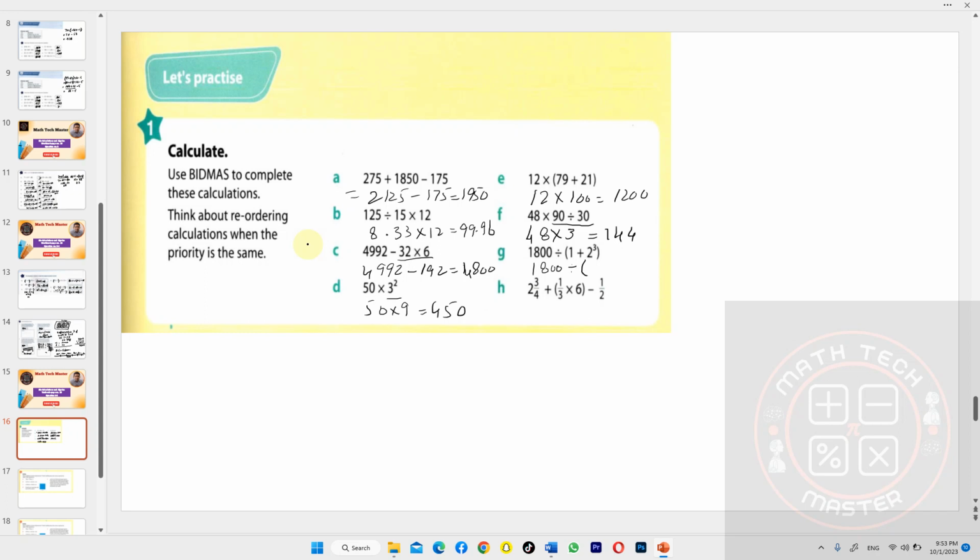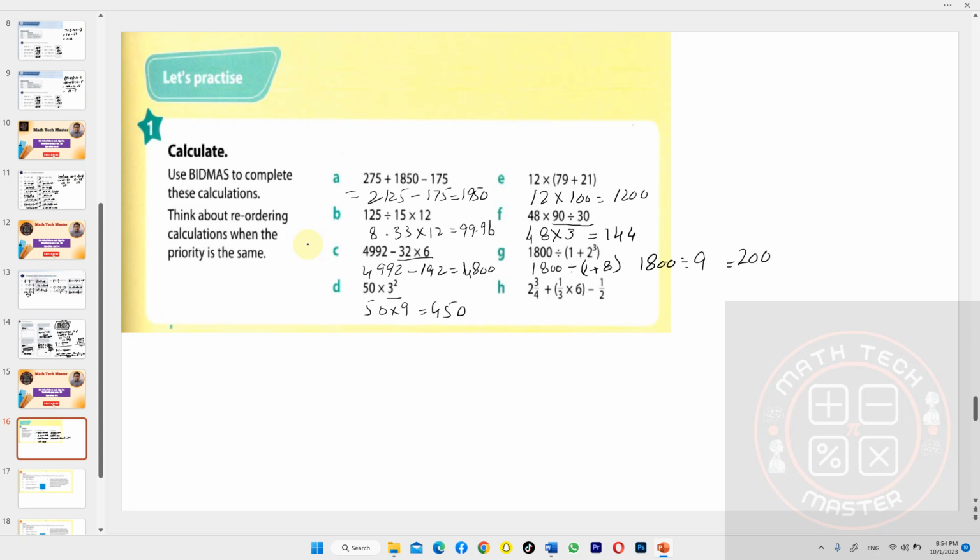In the next question, it is 1800 divided by the bracket area. So bracket already has one index in it. So we will add 1 plus 2 cube, which is 8. So it will be 1800 divided by 8 plus 1, 9. So it will be equal to 200.